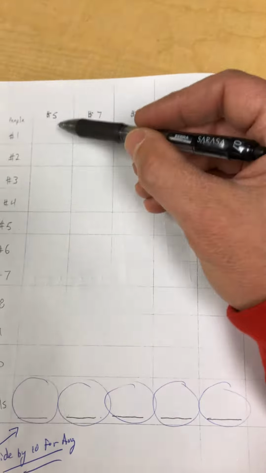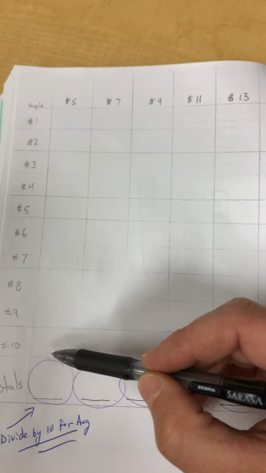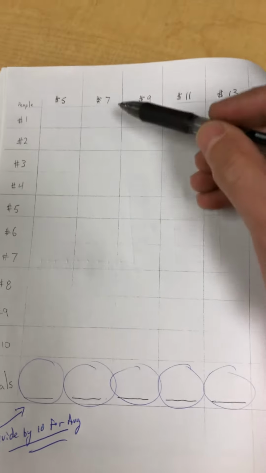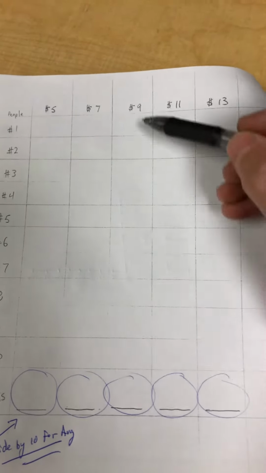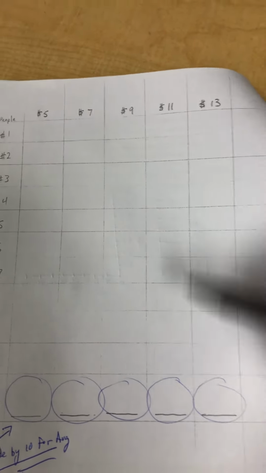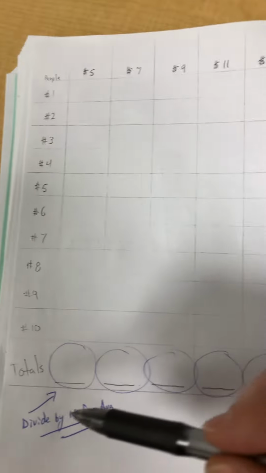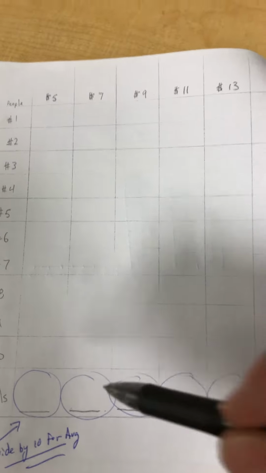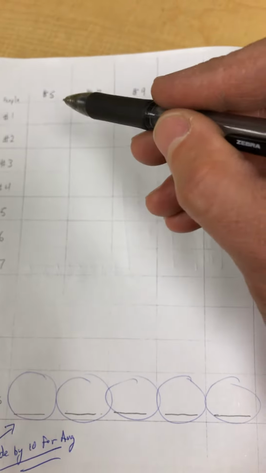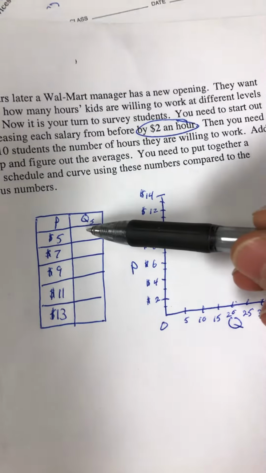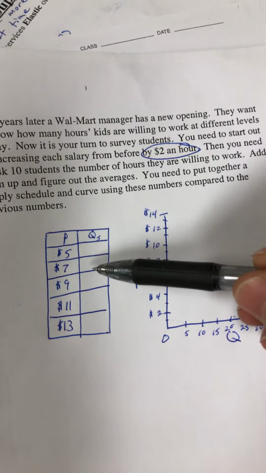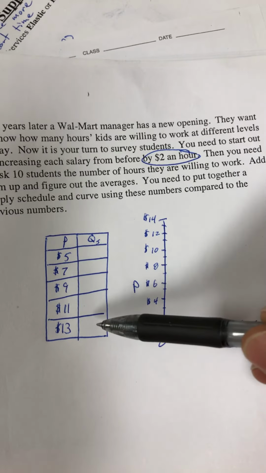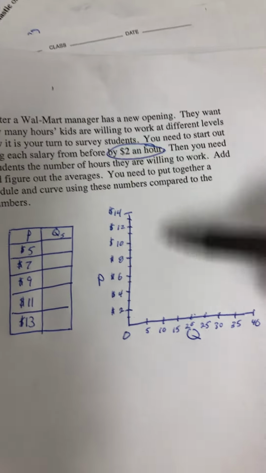Then when you're done, add up all the $5 per hour ones, get your total. Add up the 7, get your total. The 9, the 11, and the 13, and get your totals. Then divide by 10 and figure out what your averages are. Once you have your average for $5 an hour, then you're going to go back and plug it in there. You're going to put your average for 7, your average for 9, average for 11, average for 13. Then you're going to chart it.